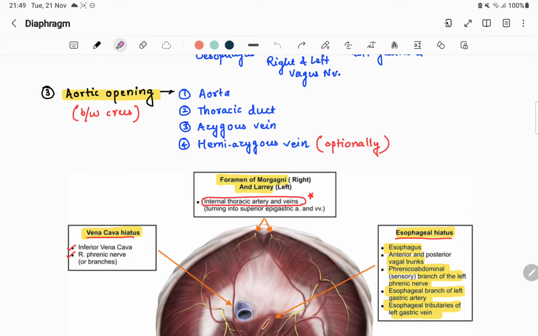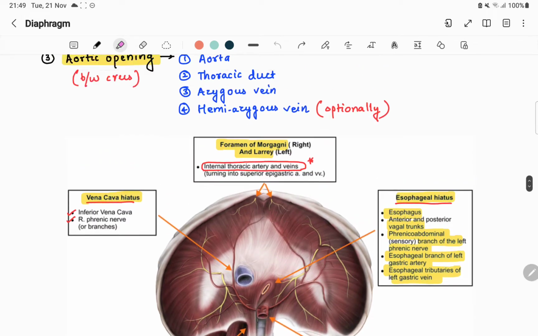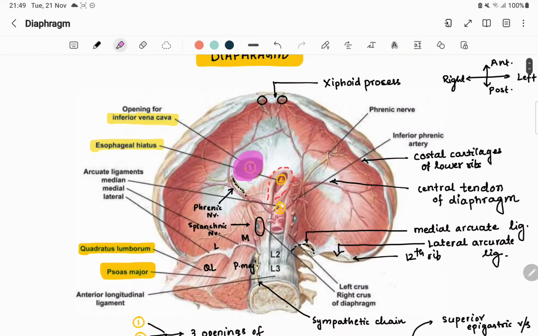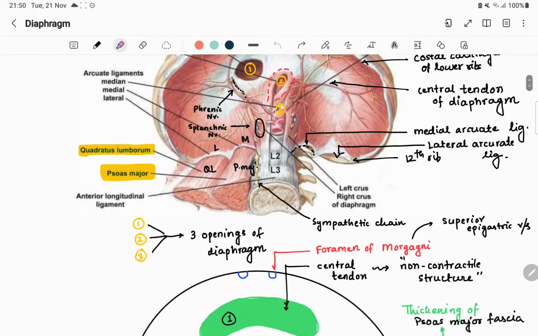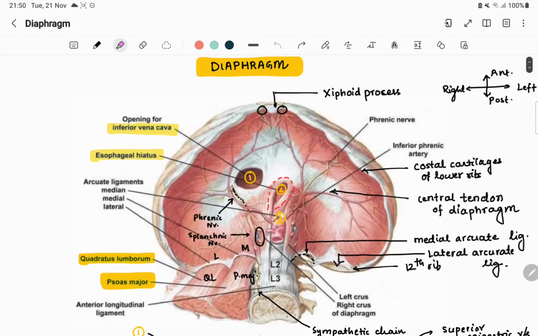And the content of the foramen of Morgagni is the internal thoracic artery and veins. Talking about this, let's discuss the diagram. So you can see the first opening. You can see the second opening. The second opening is formed generally by the turn of your right crus. So we can tell that it is present in the right crus, but in the schematic diagram, it is showing up like the right crus is turning like this, forming the second opening.